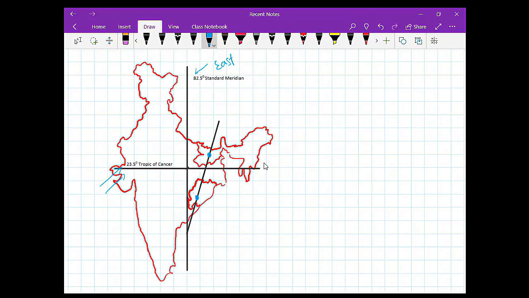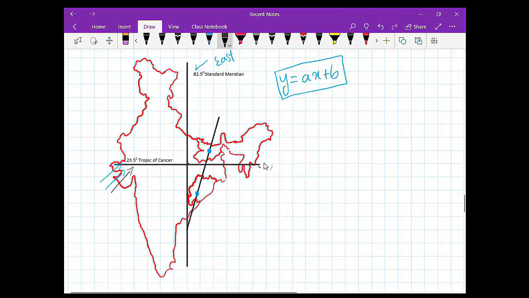See, in earlier classes, in ninth class, we have learnt about a straight line. We represent a straight line as y equals ax plus c. Yes, this is the equation of a straight line. And remember one thing here. This Tropic of Cancer passes through how many states in India? Yes, it passes through 8 Indian states.